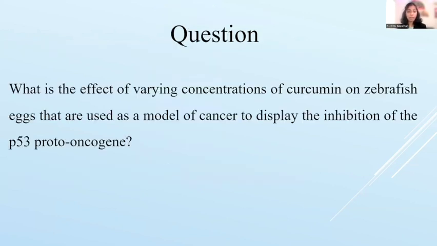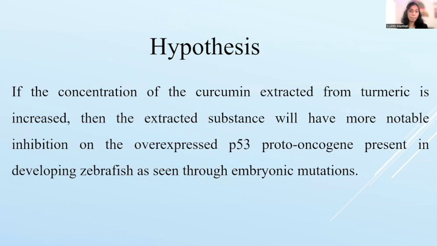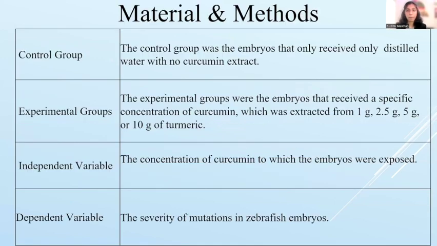What is the effect of varying concentrations of curcumin on zebrafish eggs that are used as a model of cancer to display the inhibition of the p53 proto-oncogene? Based on my research, I formed my hypothesis that if the concentration of curcumin extracted from turmeric is increased, then the extracted substance would have more notable effects on the inhibition of the p53 proto-oncogene present in developing zebrafish, as seen through embryonic mutations. After this, I identified my experimental groups.